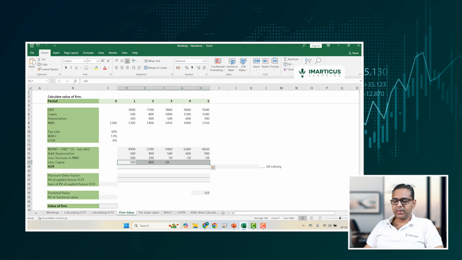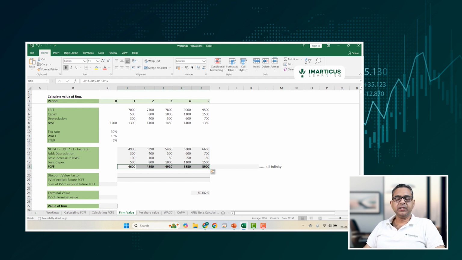So we'll do NOPAT plus depreciation, less increase in working capital, less capex. This will give us free cash flows to the firm. This is our explicit forecast period. So we are making projections, forecast for next 5 years.